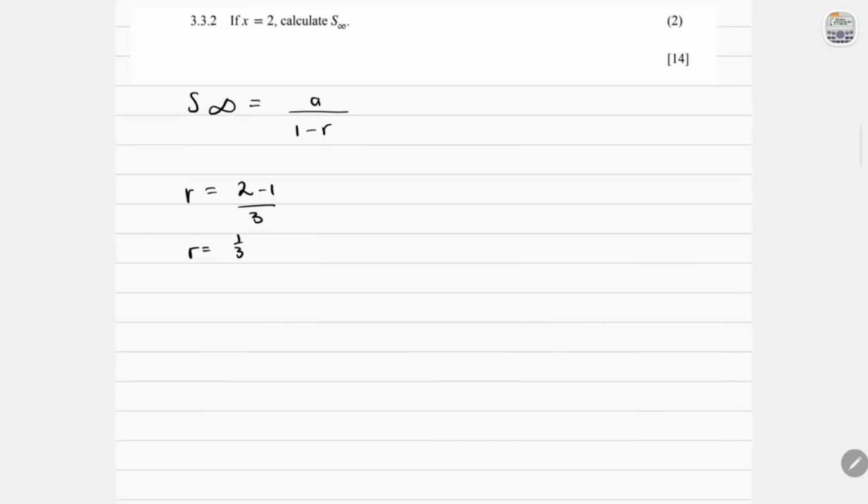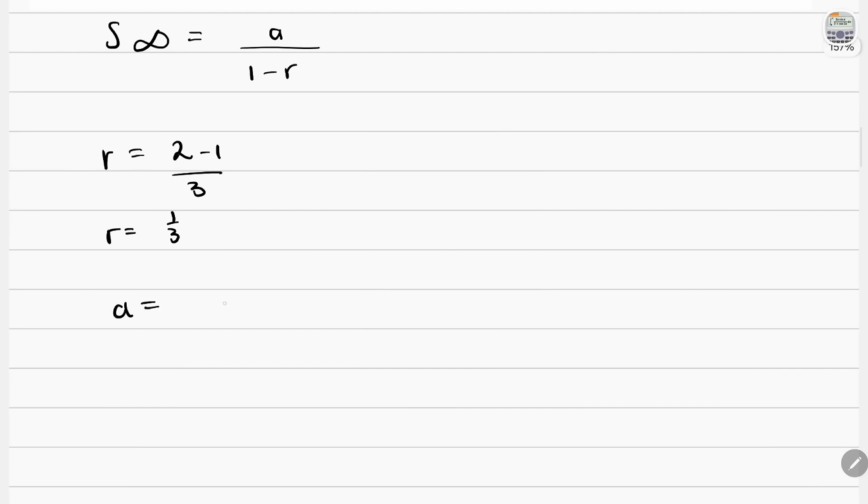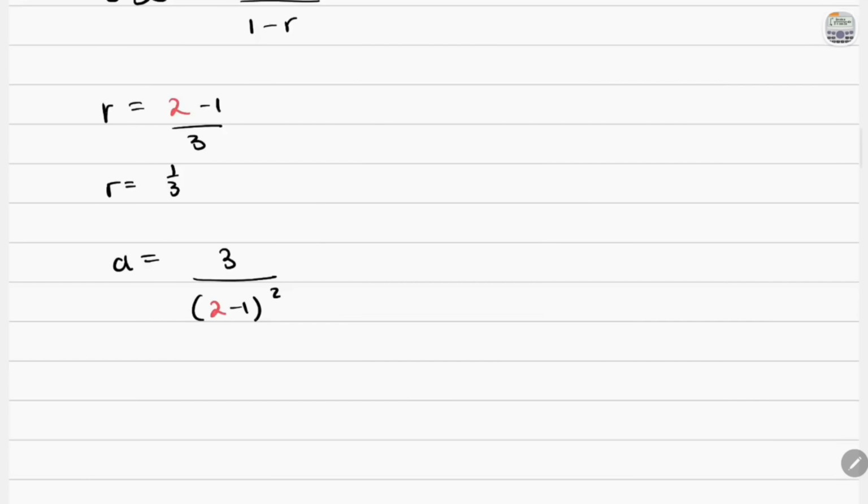So let's find a. a is 3 over x minus 1 all squared. But we know now that x is 2. So 2 minus 1 is 1. 1 squared is 1. So a is equal to 3.